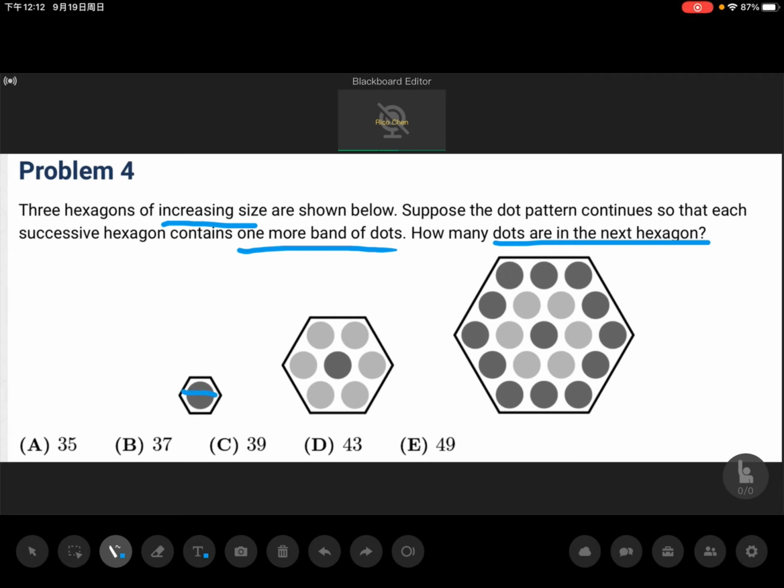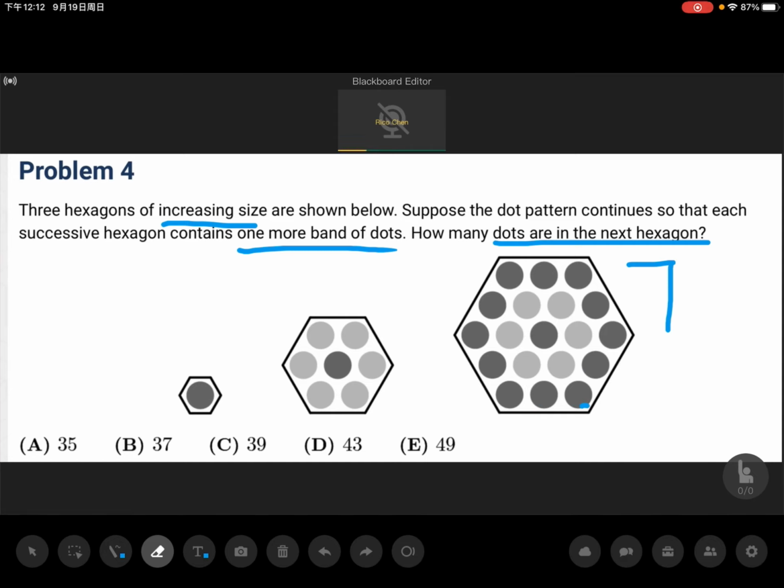So first of all, we have 1 row of dots here. We have 3 rows of dots here. So we have 5 rows of dots here. And so we know this is increasing by 2 rows every time. Meaning that the next one will have 7 rows.